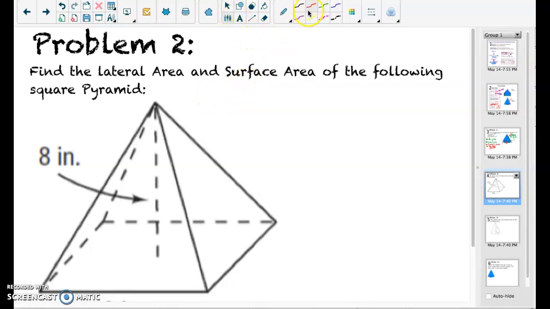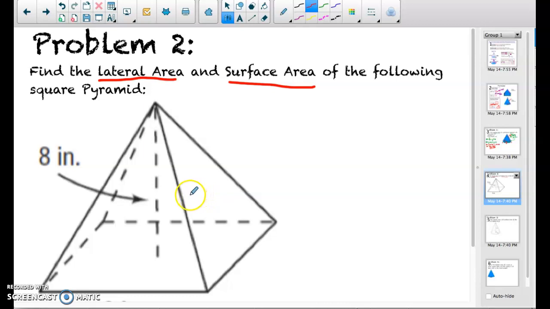Okay, here we are on problem 2. It says find both the lateral area and the surface area of the square pyramid. So first let's start with our lateral area formula. Lateral area is 1/2 times perimeter of the base times that slant height. So let's see if we have enough information to use the formula.